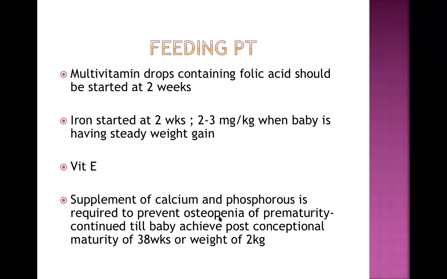Okay. Now, listen, one important point here. The transfer of calcium and phosphate from the mother will occur in the third trimester. So if this baby is born at 32 weeks, this baby is born about 6 weeks earlier than the full term. So till that period, we need to give calcium and phosphate, or till the baby becomes 2 kg weight. So this is the meaning.